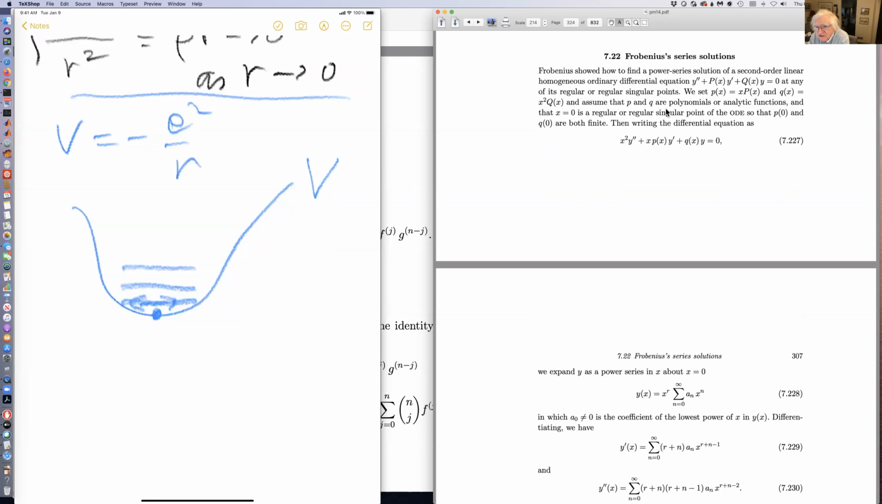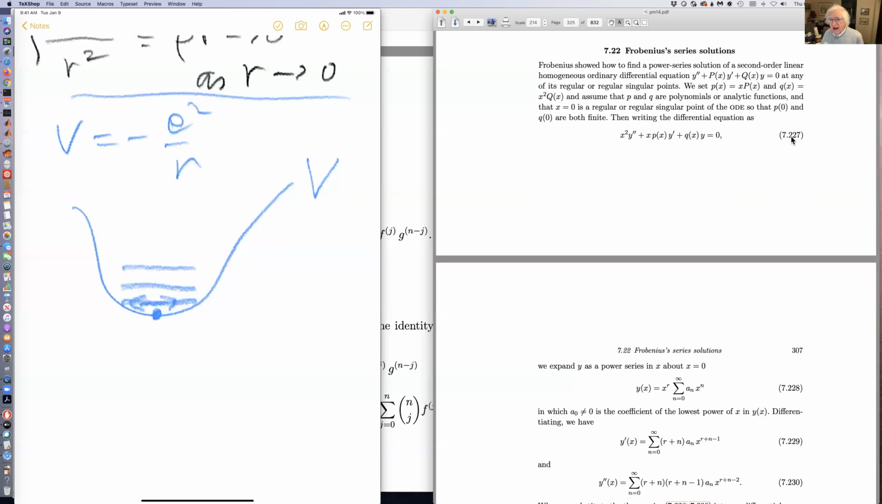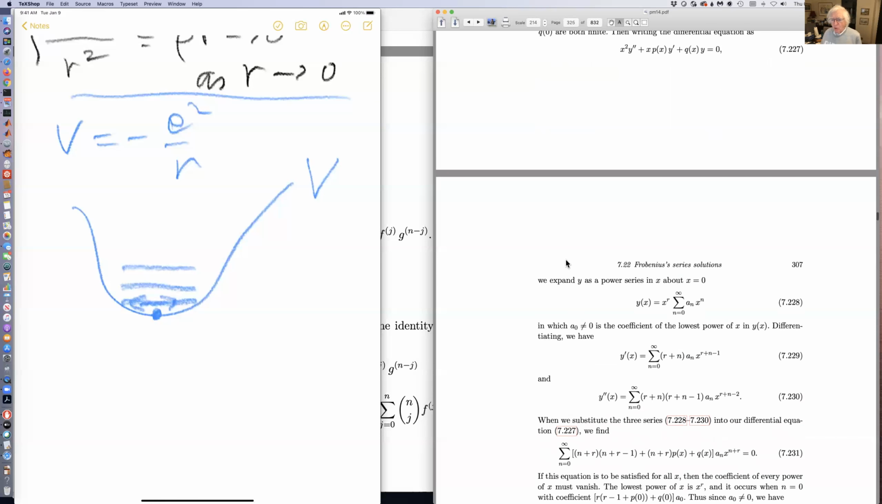If x equal to 0 is a regular point or a regular singular point, or equivalently an inessential singularity, then we can say that P of 0 is finite and Q of 0 is finite. Okay. And now this differential equation, if we multiply by x squared, we see that we convert big Q to little q, we convert big P to xp, and we get a factor of x squared out there. So this is our differential equation. And we're going to expand y as a power series in x about the origin. So it's going to look like this.